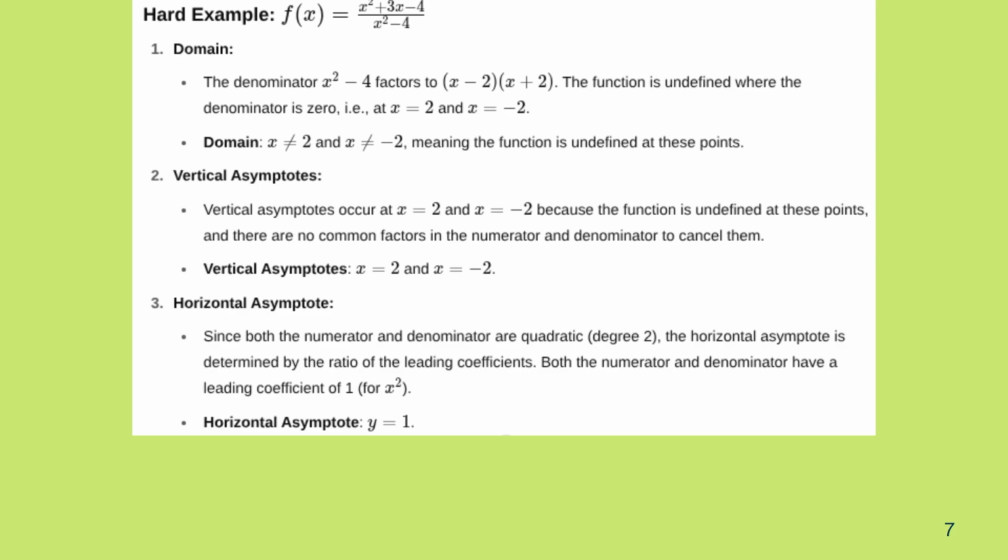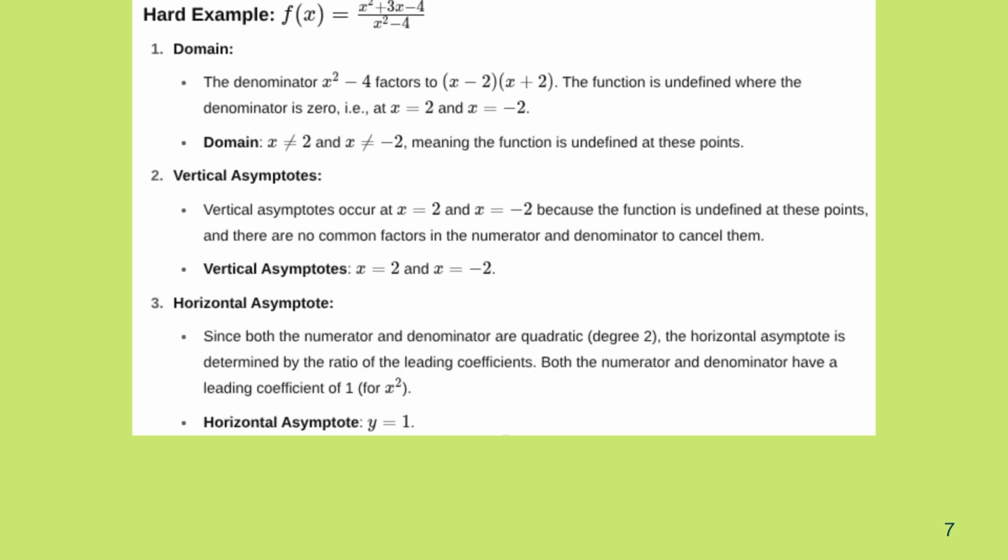Now, horizontal asymptote. Since both the numerator and the denominator are quadratic, degree 2, the horizontal asymptote is determined by the ratio of the leading coefficients. Both the numerator and denominator have a leading coefficient of 1 for x squared. Okay, so all you have to do to find the horizontal asymptote is ignore everything but the leading coefficients, and in this problem, it's x squared in both the numerator and denominator. So you'd have x squared on top, x squared on bottom.